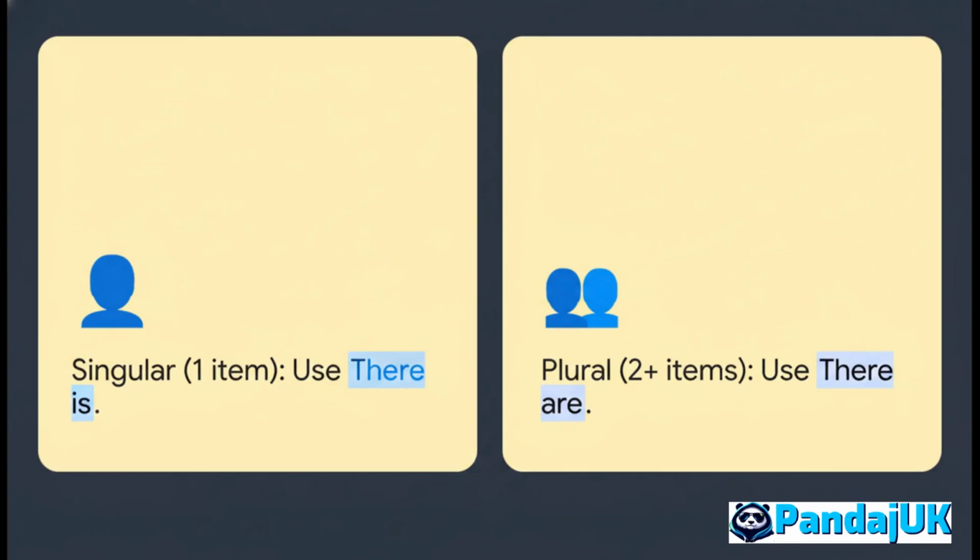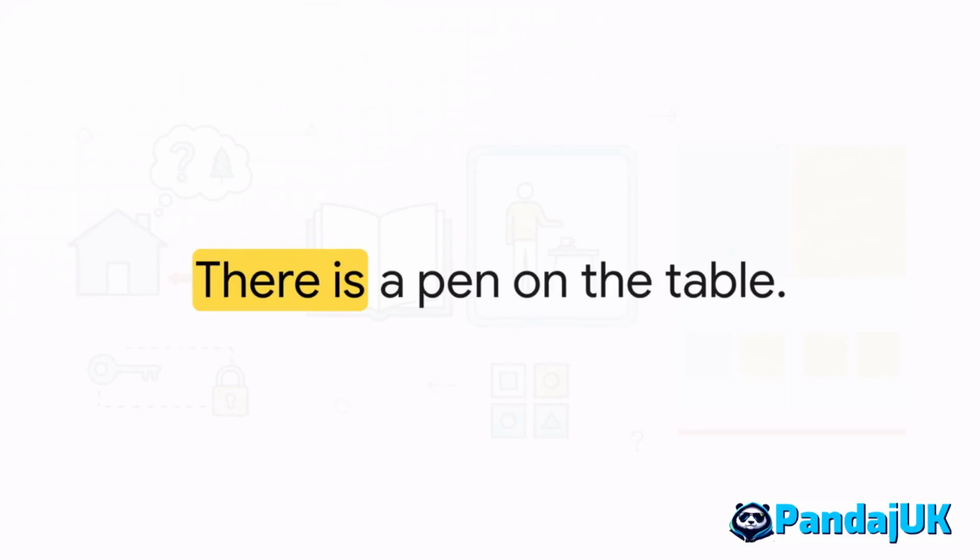Singular means one person, or one thing. For one thing, we use the words there is. Now, plural means 2, 3, or more. 2 or more people or things. For 2 or more, we use the words there are. Here's a positive example for just one thing. Listen closely. There is a pen on the table. You can also make it short and say there's a pen on the table.